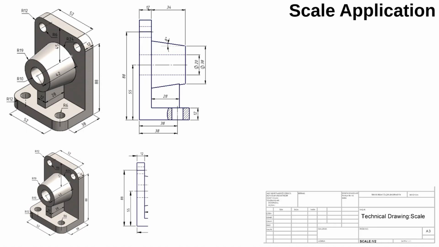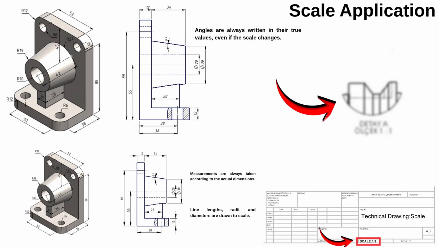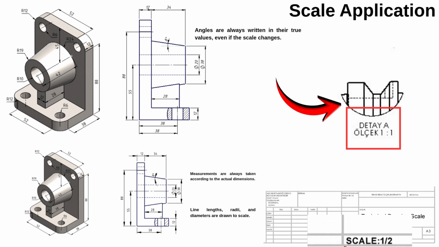Even if a part is drawn enlarged or reduced, the dimensions written on the drawing must always show the actual dimensions of the part. Angles do not change when the scale changes. The scale of the drawing must be clearly stated in the title block. If more than one scale is used in the same drawing, the relevant scale should be written next to each view. This prevents confusion and ensures that the drawing is understood in the same way by everyone.